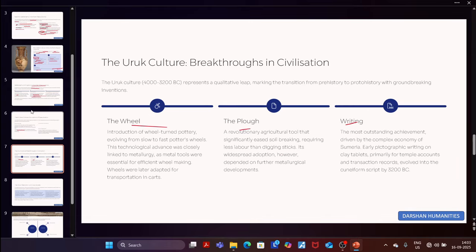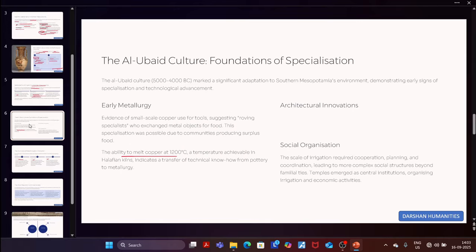The Al-Ubaid culture also shows early small-scale use of copper for tools. Metallurgists, initially roving specialists, traveled between villages, exchanging metal objects for food. The specialization was supported by the community's ability to produce food surpluses. The extensive use of sun-dried clay brick for construction, due to the lack of stone, was another hallmark of this period.